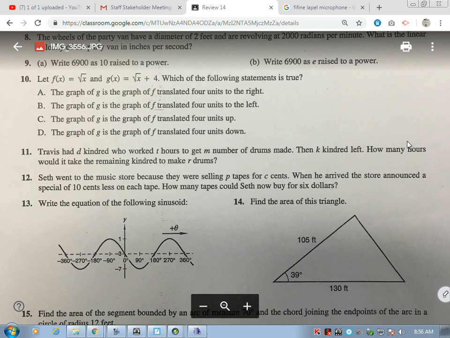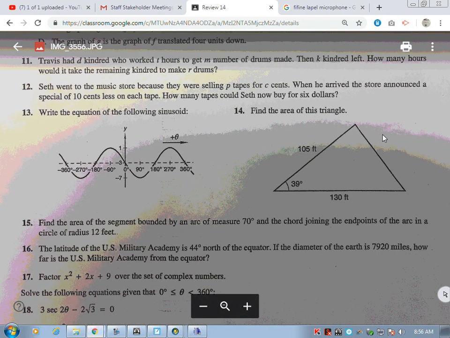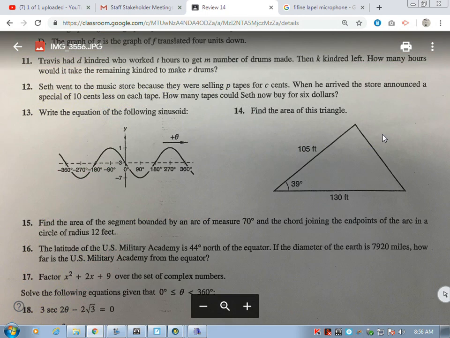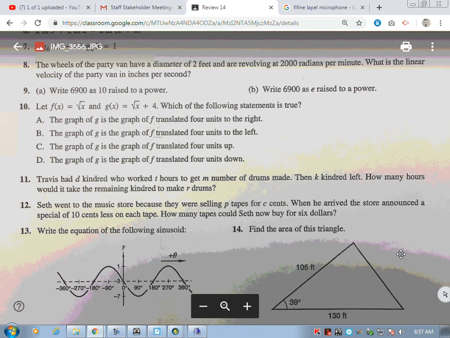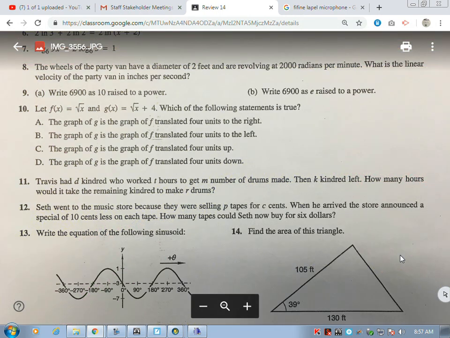Let's see, number 11. Travis had D kindred who worked T hours to get M number of drums made. Then K kindred left. How many hours would it take the remaining kindred to make R drums? What is my equation that we're using here? We have to know what equation to use first. R times W times T equals jobs. Rate times workers times time equals jobs.